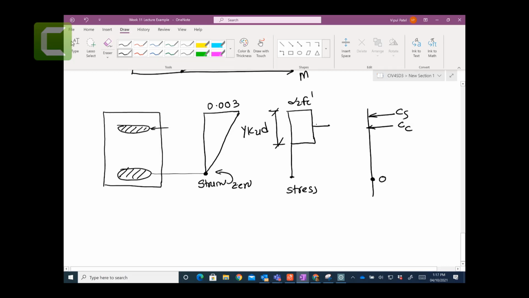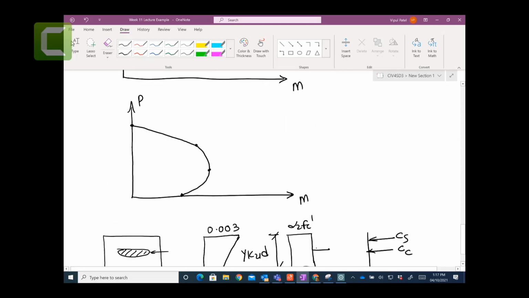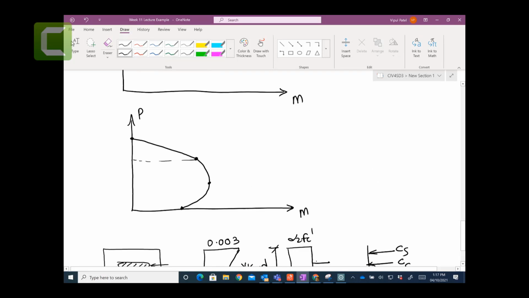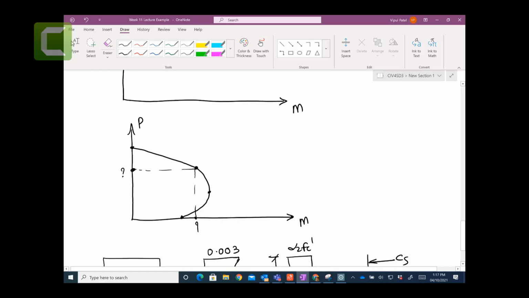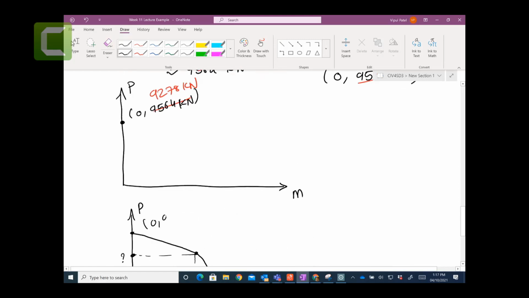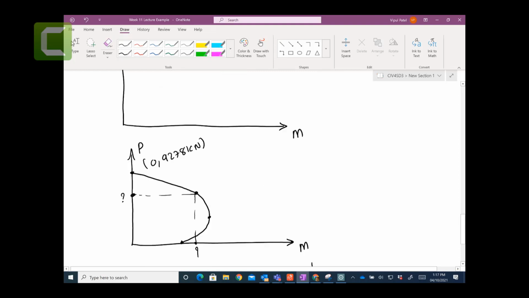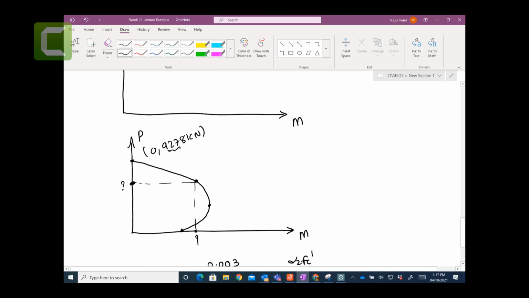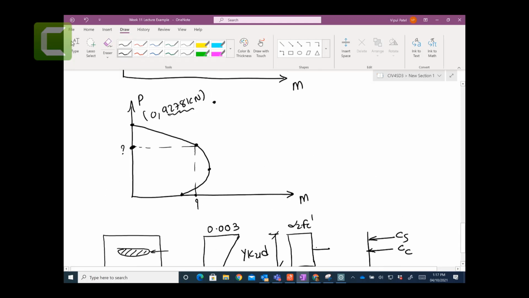stresses. Okay, let's calculate the load first, because we need to find these points, right? So in that case, we need to find this load here, and we need to find these moments here. I think we know this load is 0.9278 kilonewton, but we know that this load would be less than 9278 kilonewton. Keep an eye on the answers, okay? Don't just blindly follow that one, because otherwise your axial load strain curve would follow this one. No, that is not good. So you need to have less than 9278, and the moment would be greater than 0.